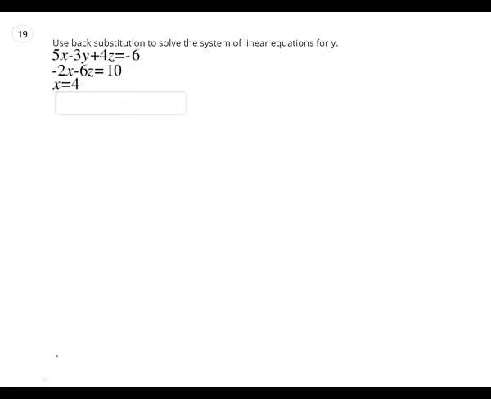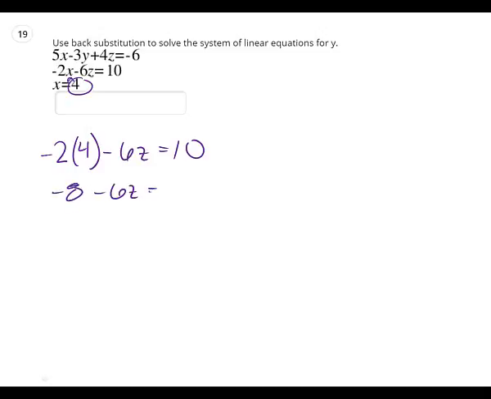All right, let's look at 19. We get to use back substitution. For a system of 3, this is pretty much as easy as it's going to get, because they gave us one of the answers. I'm going to take that and I'm going to substitute it in. So negative 2 times 4 minus 6z equals 10. What's negative 2 times 4? Negative 8. Negative 8 minus 6z equals 10.